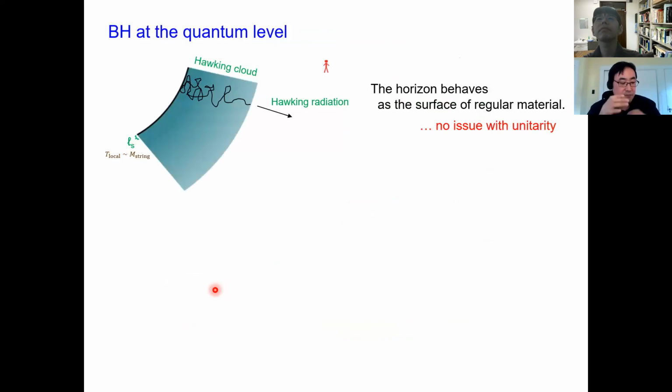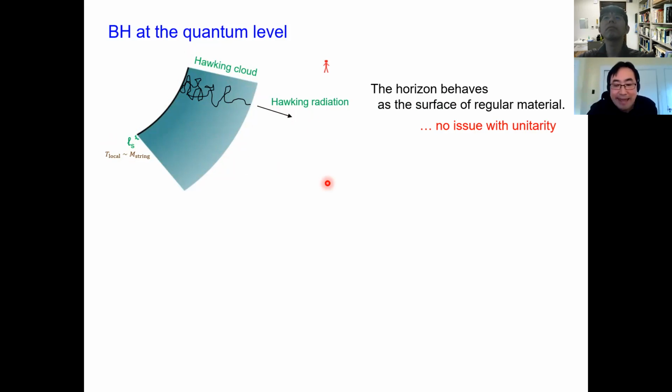So in this picture from the boundary, or holography, essentially what happens is the following. Think about the black hole at the quantum level: you have Hawking radiation, but because of the gravitational potential, some of the Hawking radiation is trapped near the black hole horizon. This is the black hole horizon. Let's call this a Hawking cloud. And the temperature of this Hawking cloud locally is higher and higher near the horizon because of the gravitational blueshift. Okay? So at some point it becomes even string scale temperature, where the classical spacetime description just breaks down because the temperature is already string scale.